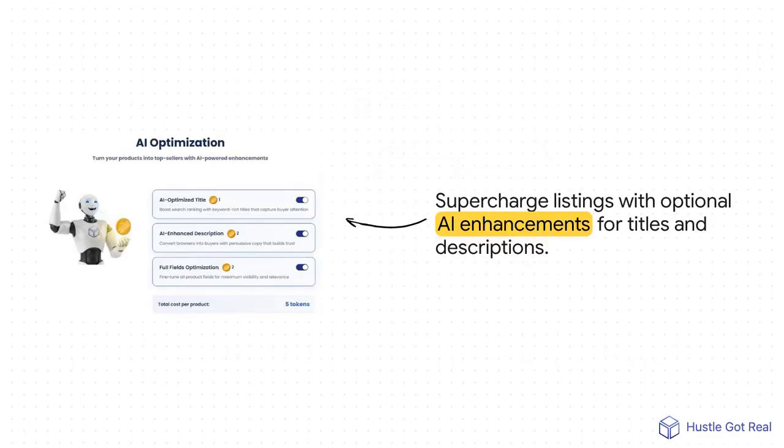And hey, simple definitely doesn't mean basic. You also have the option to supercharge your listings. For just a few tokens, you can let the AI rewrite your titles for better SEO, juice up your descriptions to help them sell, or even optimize the whole shebang.